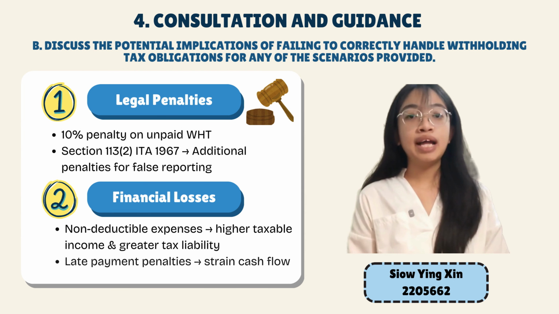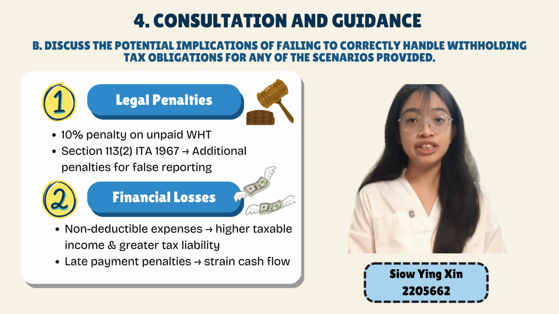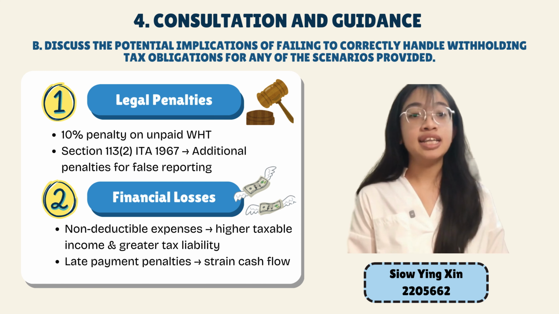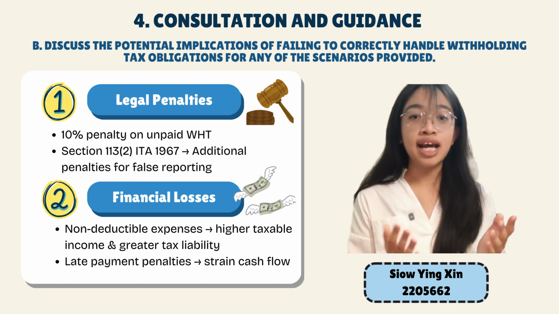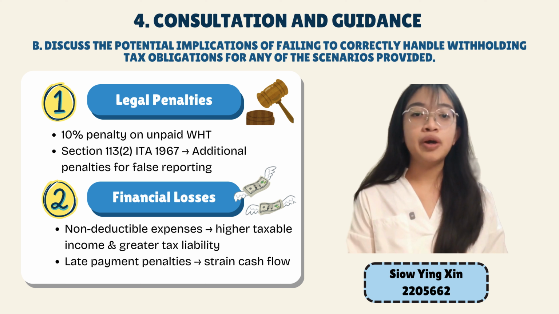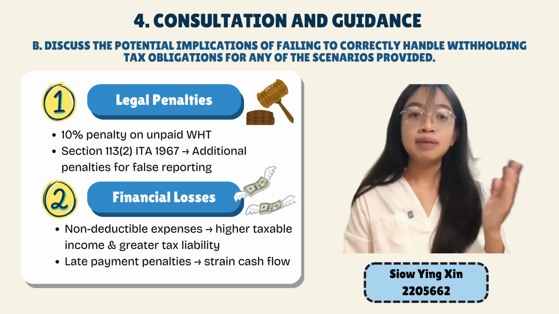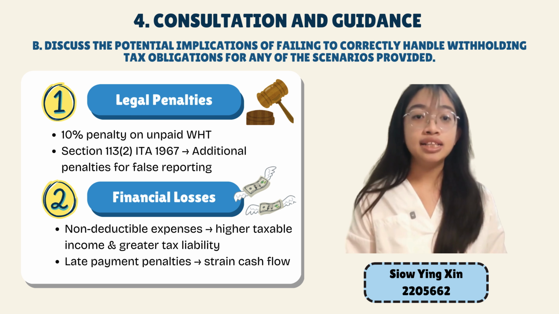The failure to comply with withholding tax in Malaysia carries 3 major implications. First, the legal implication. Under the Income Tax Act 1967, if ABC does not withhold or remit the tax on time, the Inland Revenue Board can impose a 10% penalty on the unpaid amount. Besides, false reporting may trigger an additional penalty under Section 113(2).